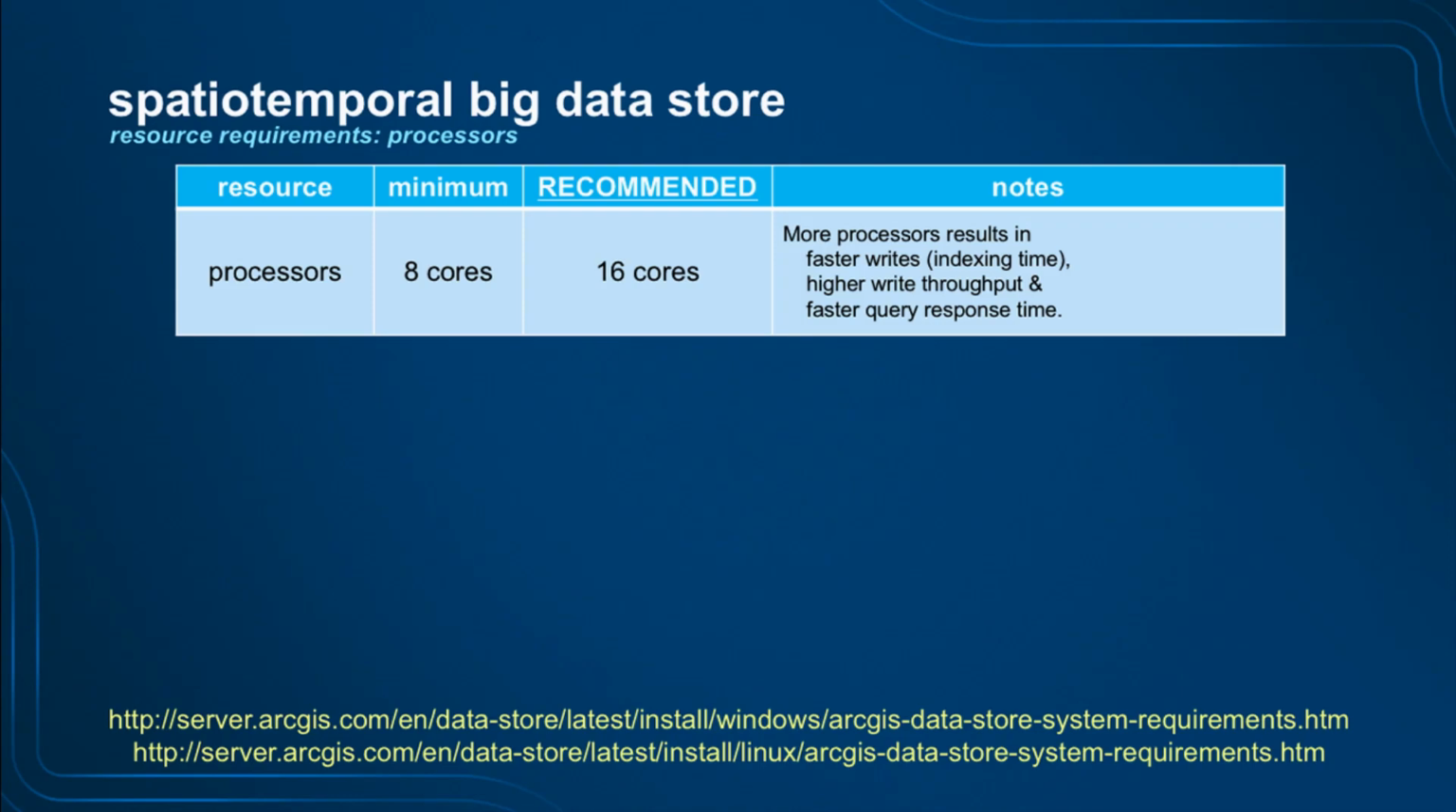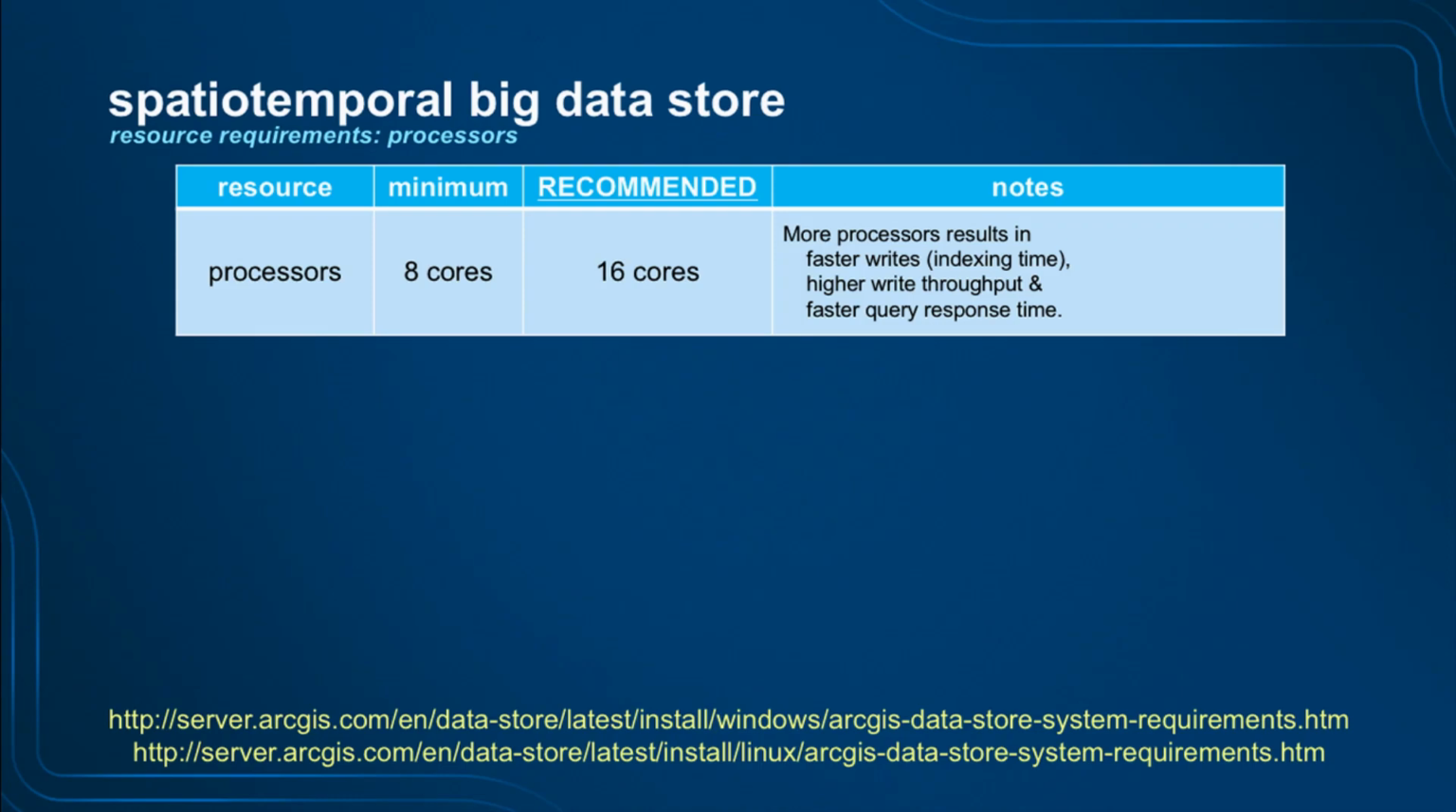The more processors you have, the faster write and indexing time you're going to have when we're writing data into the spatial temporal data store. So this will affect your latency of when you get data, when you write it to the big data store, when you can see it on your operational displays. It's typically very fast, but if you're dealing with high velocity data, hundreds, thousands of events per second, then more cores is certainly better. This will also produce faster query response time as well.